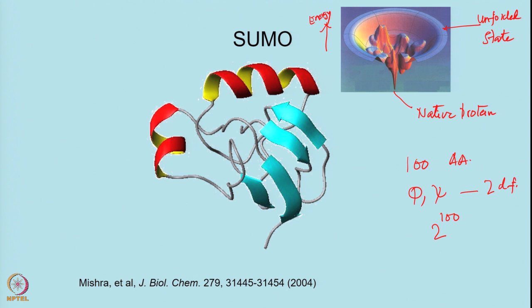And proteins in general fold relatively fast. If the system has to scan through all these conformational degrees of freedom, how long will it take? It will take the age of the universe. If it has to scan through 2 to the power 100 conformations and finally reach a particular folded state, that is an enormous amount of time. But nonetheless, we do see that proteins fold in much smaller time scales, sometimes seconds, sometimes minutes, sometimes hours, and so on. This was called Levinthal's paradox.